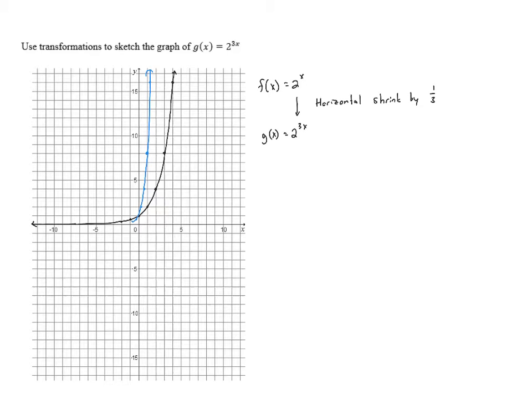Then on the left-hand side, we end up with the same asymptote because a horizontal shrink doesn't change a horizontal asymptote. And so then this is the graph of g of x equals 2 to the 3x power.